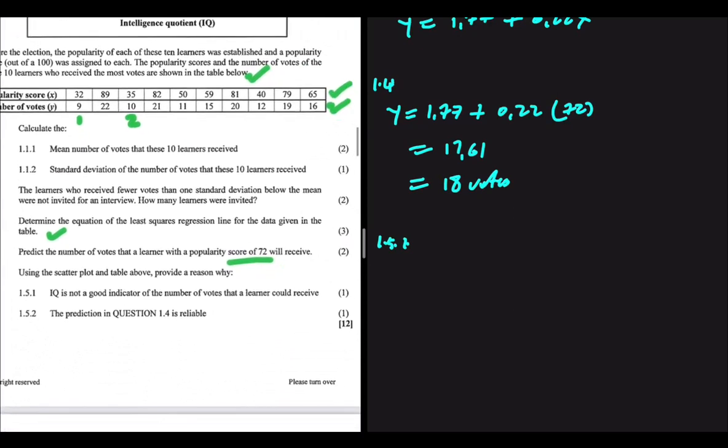And so that is why IQ is not a good indicator, because there is a very low correlation between the IQ and the number of votes.